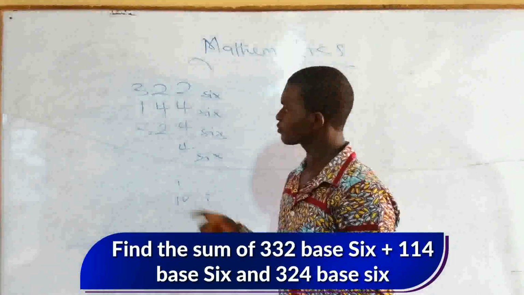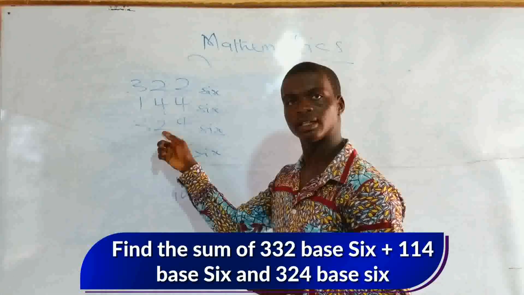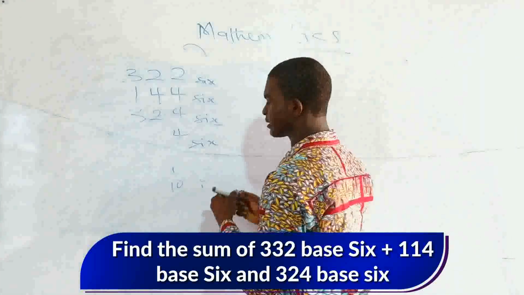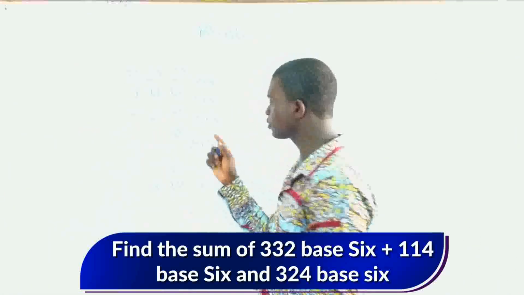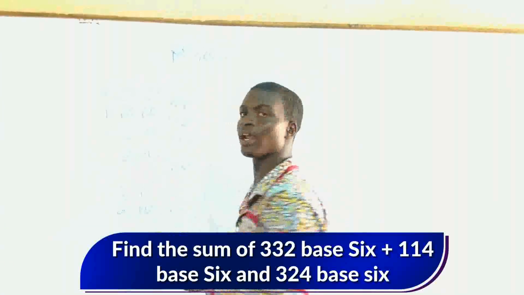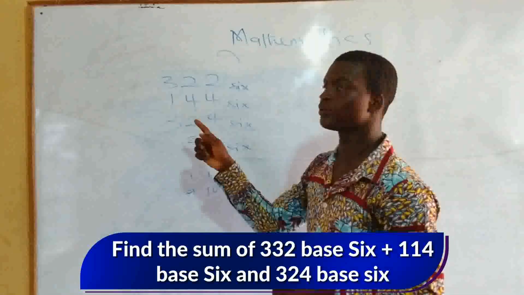And we have 2 plus 4 giving you 6. 6 plus 2 is 8, plus this one, which will make it 9. 6 goes into 9, 1, giving you a remainder of 3.